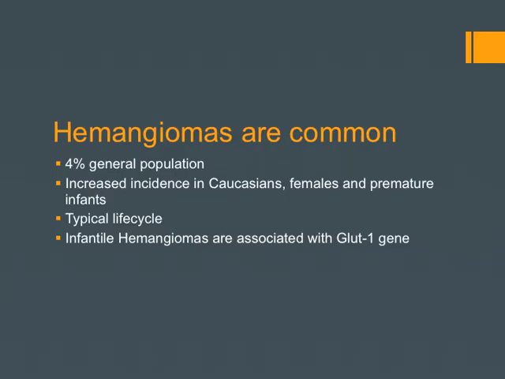Cutaneous hemangiomas are common. 4% of the population will have them, with an increased incidence in Caucasians and females, and in particular the premature. They have a typical life cycle, growing for 9 to 12 months and involuting over the next few years. Infantile hemangiomas express the GLUT1 gene.